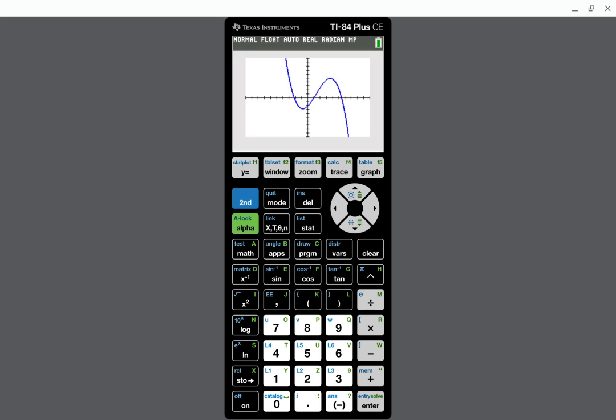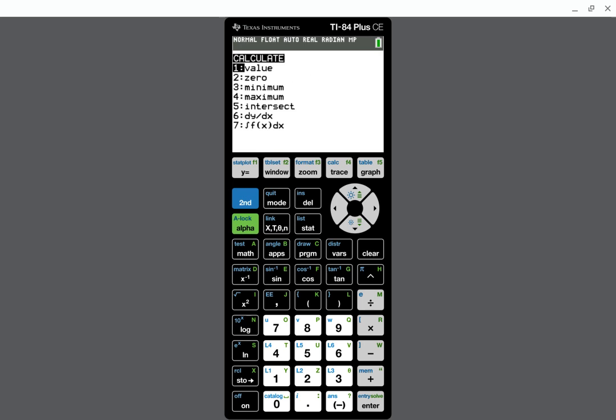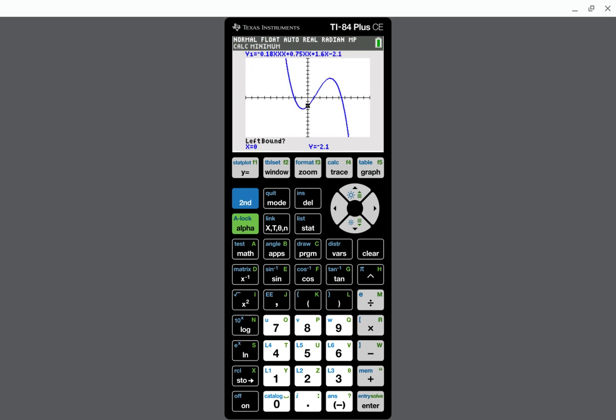And let's find all three of these. First of all, the minimum, which is the height of that valley. You go second, calculate. It's on the trace key. And you want to go to the third one down where it says minimum. And then when it says left bound, you scroll to the left side of the valley, somewhere over on that side. Hit enter. It'll switch to wanting to be on the right side of the valley. And depending on the calculator you have, you may or may not have those vertical lines. But once you're on the right side of the valley, hit enter and hit enter once more, and it'll take you to that lowest point.